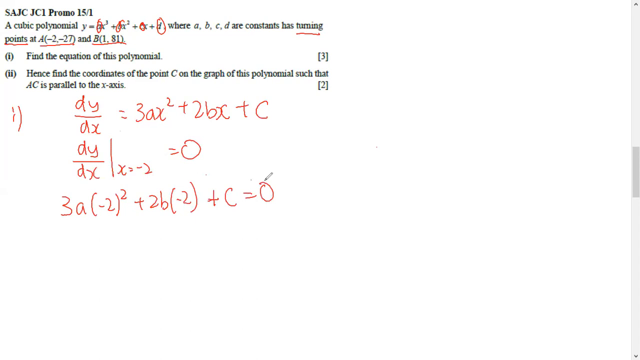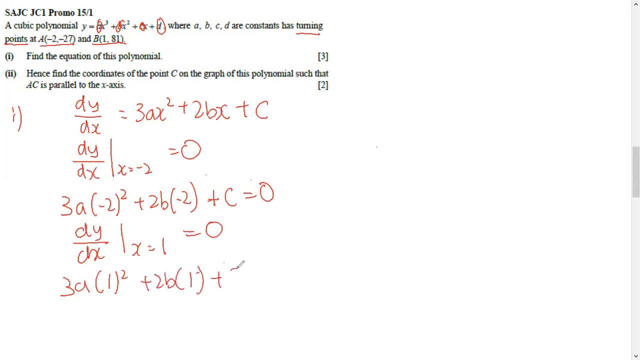Same thing, dy dx when x is equal to 1 must also give you 0 because this is the other turning point. So we'll sub in: 3a times 1 squared plus 2b times 1 plus c will give you 0. Over here, we have already created equation 1 and equation 2.